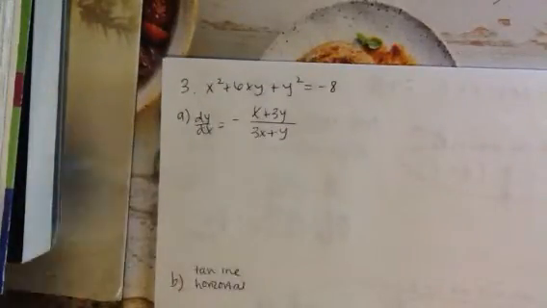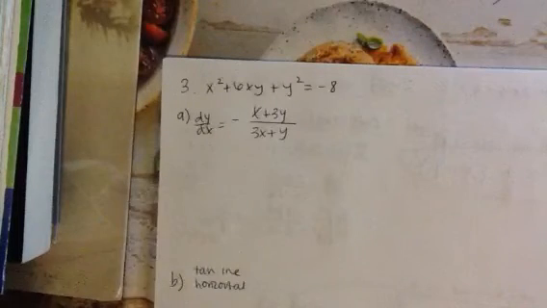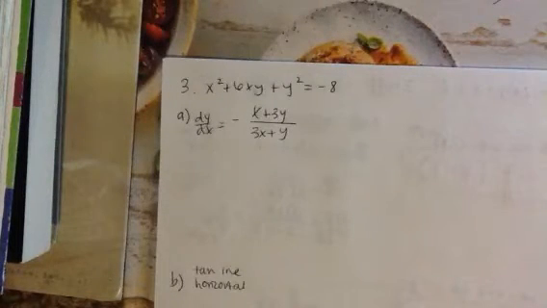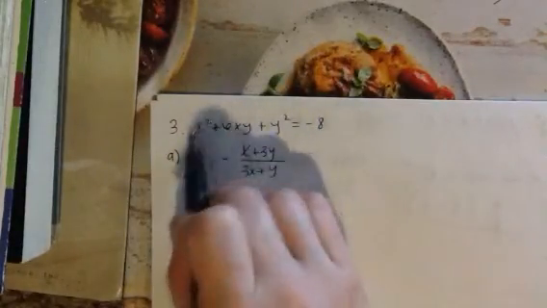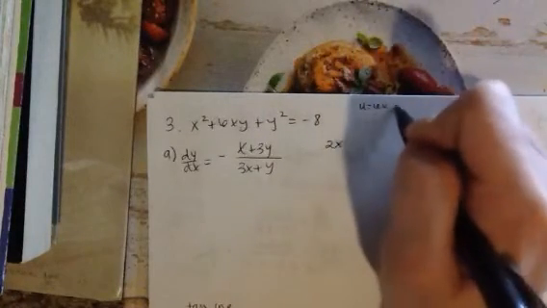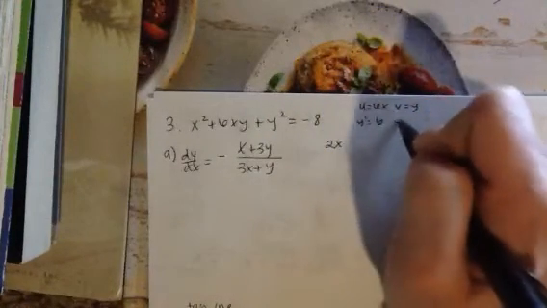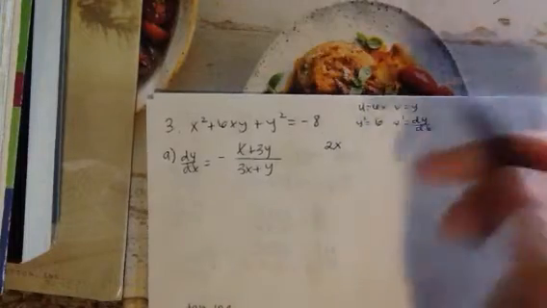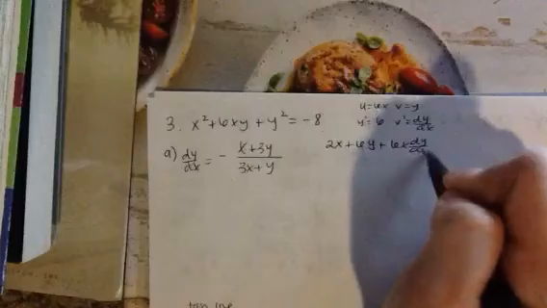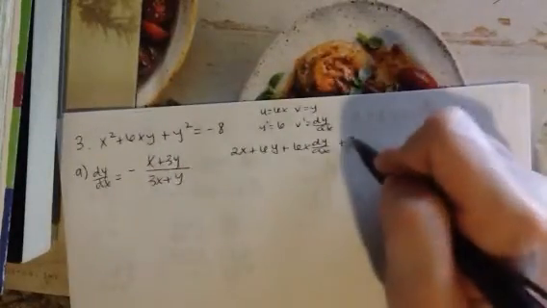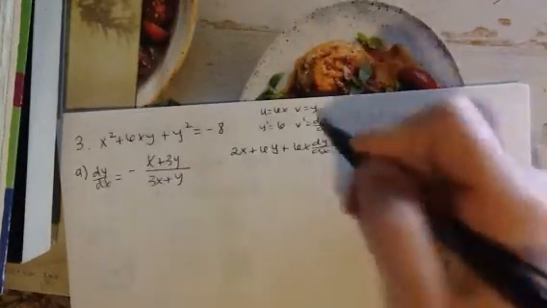Okay, number 3, we've got another equation. Here it says show that dy dx equals. So very similar to what we did in the first one, but now we know what the answer should be, so we really shouldn't mess this up. Let's do our derivative. Derivative of x squared is 2x. Derivative of this, we're going to use u is 6x, v is y, u prime is 6, v prime is dy dx. So this will be plus 6y plus 6x dy dx. Derivative of y squared would be 2y dy dx. And derivative of negative 8 is 0.